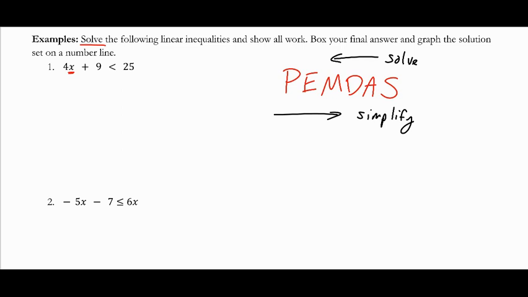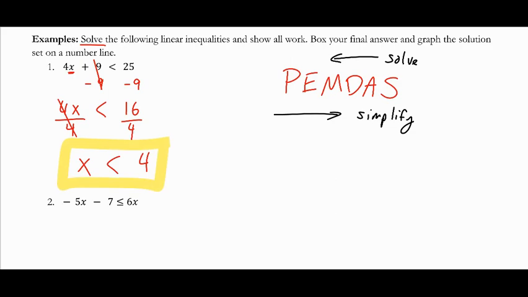So number one, we're going to solve for x, which means I need to do my addition and subtraction first. So let's go ahead and subtract 9 from both sides. We get 4x is less than 16. Because it's 4x, we have to divide by 4. We get x is less than 4. And that's my answer.